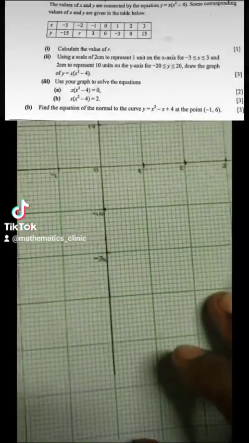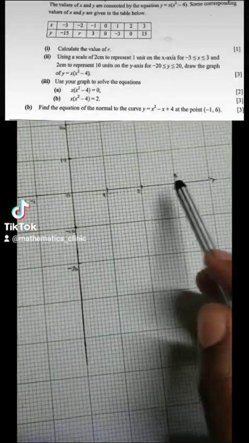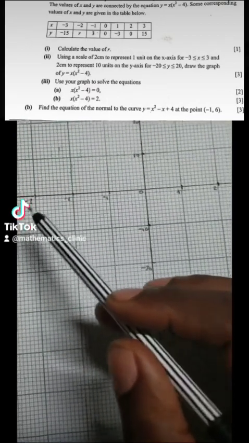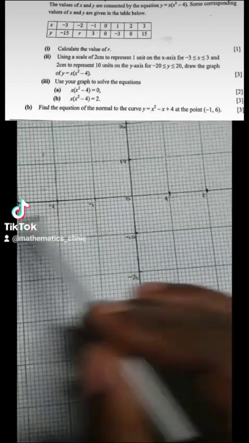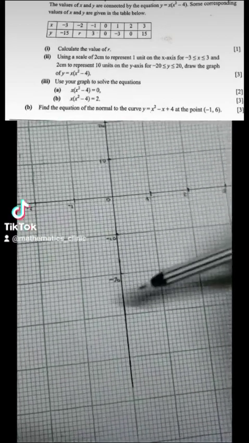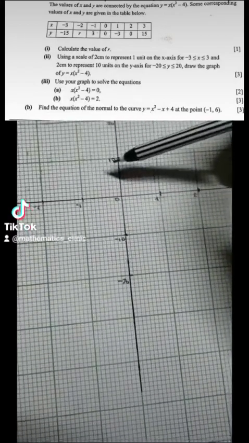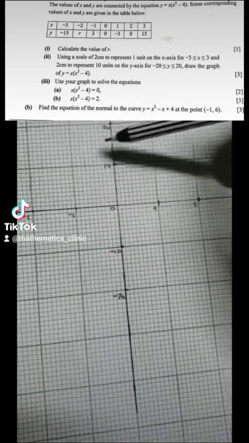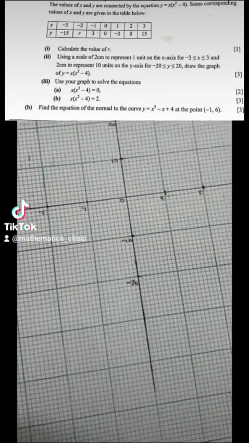So my graph will come out like this. On the x-axis, we have 1, 2, 3 in the positive, then -1, -2, -3 in the negatives. For the y-axis, we have -10, -20, and we have 10, 20. So what we are going to do next is to start plotting.